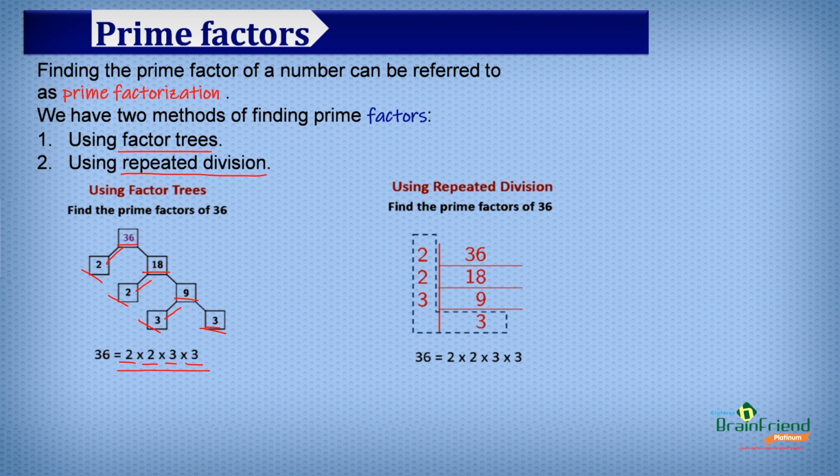Now, in the repeated division method, we are going to try factorizing the number 36. Now, 36 divided by 2 gives us 18. 18 divided by 2 gives us 9. And 9 can no longer be divided by 2. So we divide 9 by 3. 9 divided by 3 gives us 3. So these numbers are the prime factors of 36. Now you realize that the difference between these two methods is the appearance.